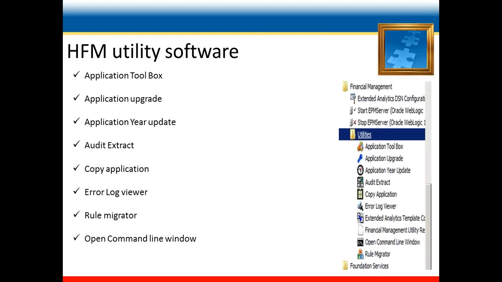Now we will see about HFM utility software. HFM provides following utility software, that is application toolbox, application upgrade, application year update, audit extract, copy application, error log viewer, rule migrator and open command line window.